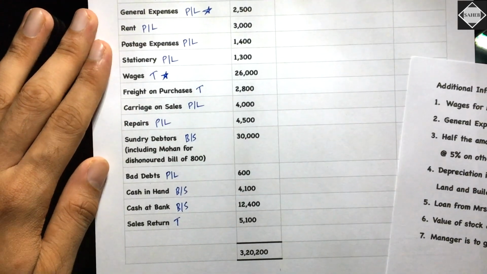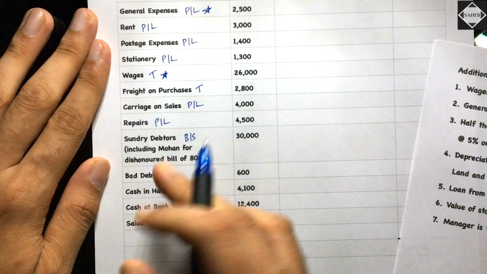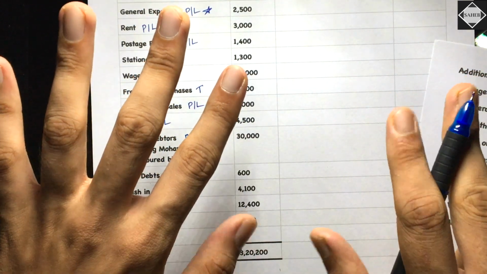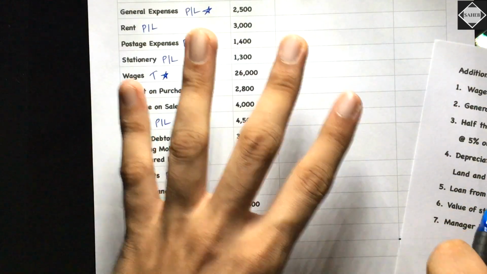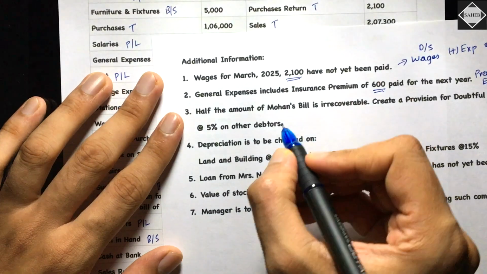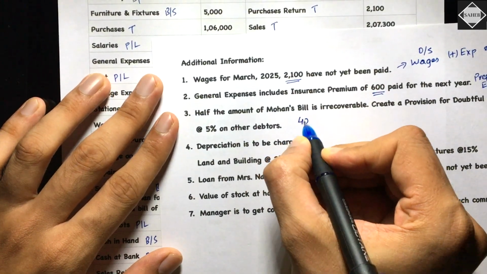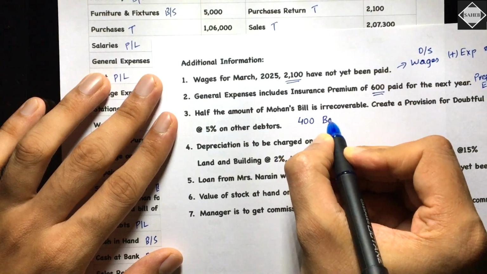How much is due from Mohan? From Mohan we have to get 800. They are saying half of this, so that is 400, no? 800 into 50%, that is 400. So 400 bad debts here we have. How much? 400 bad debts.